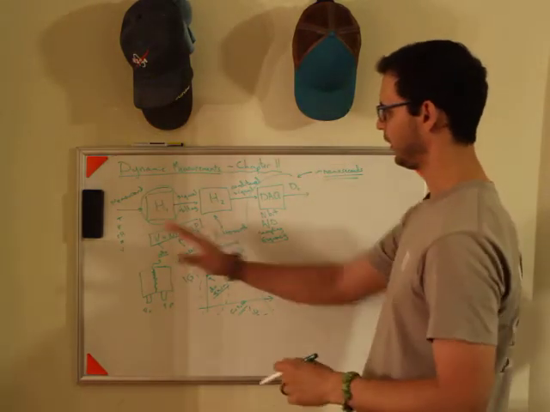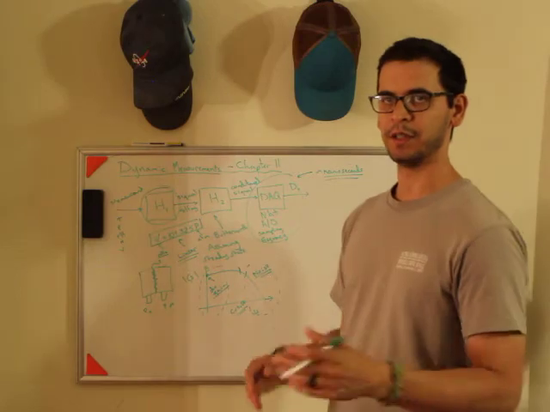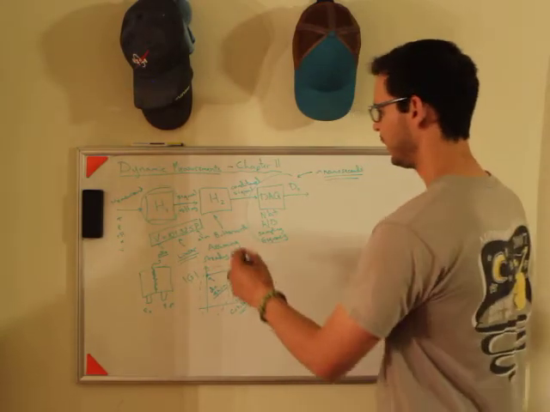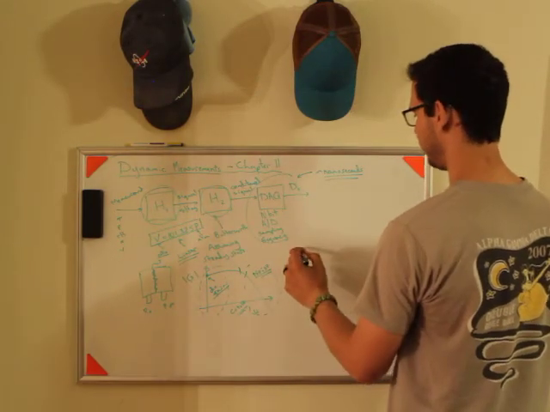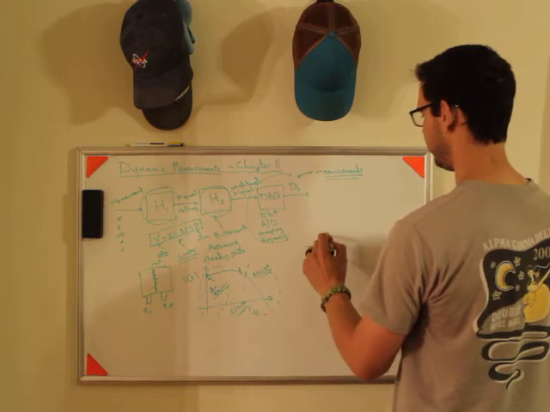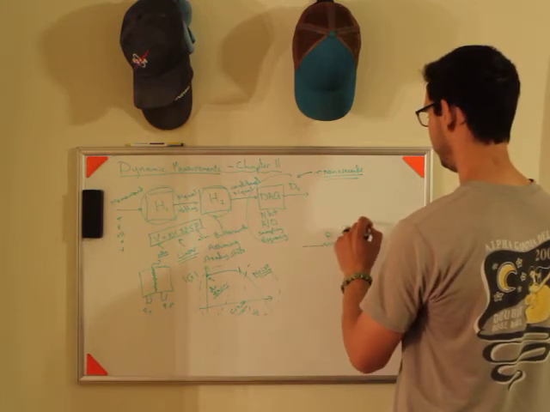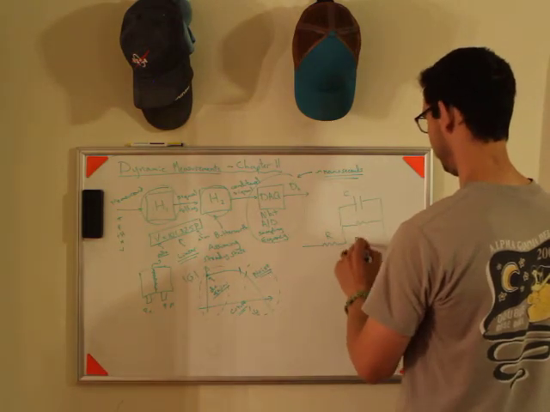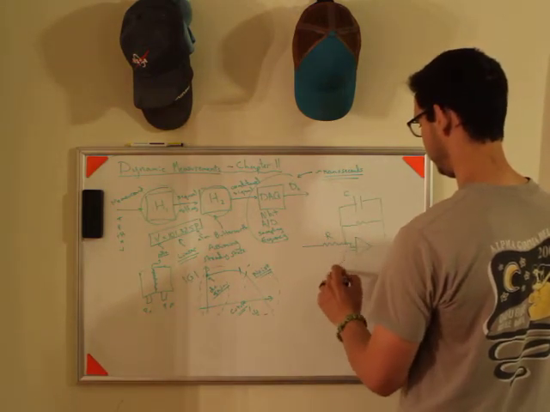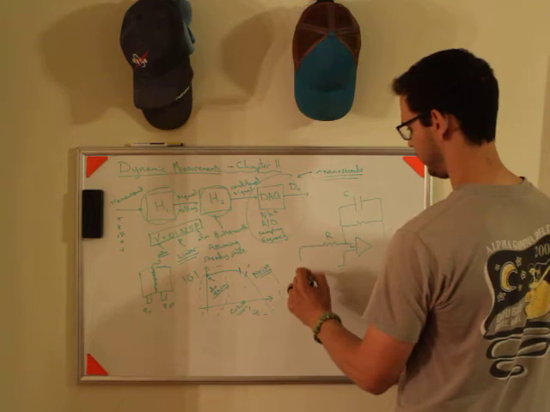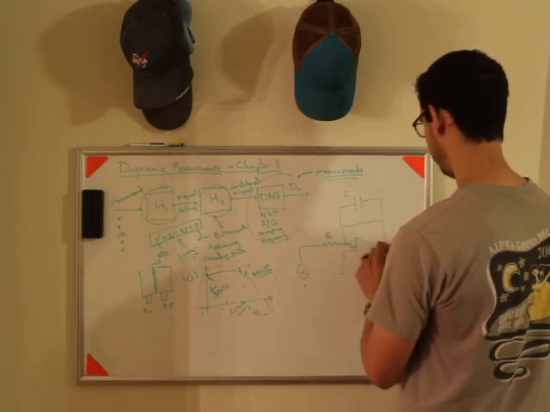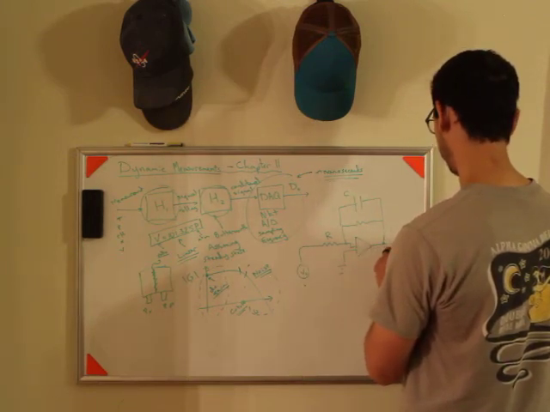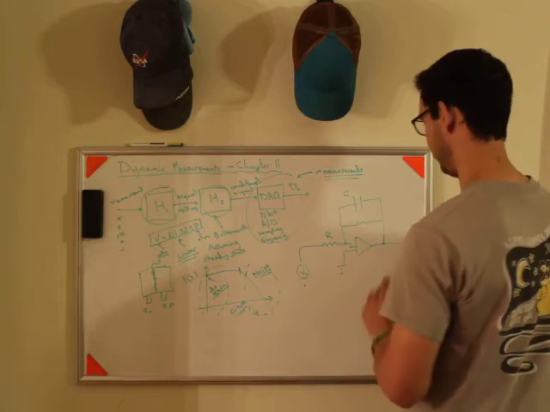But you have to understand that every single thing in here is going to introduce some delay, right? If you look at your standard Butterworth filter, it has resistors and a capacitor in there, right? And here's your op amp. This might be a high pass filter, but it's irrelevant.